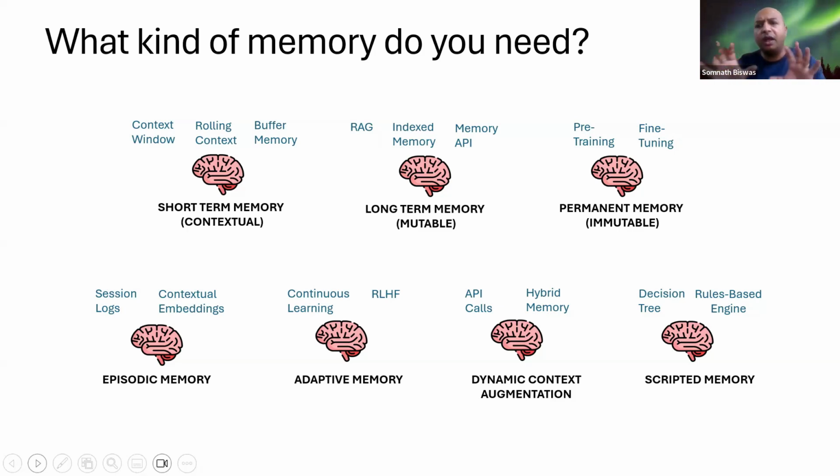So again, it's a combination. It's not one or the other. Based on the data point, you can decide whether you need it to be only contextual or whether you need it to be long-term and mutable. And that's where you place the information in those places.